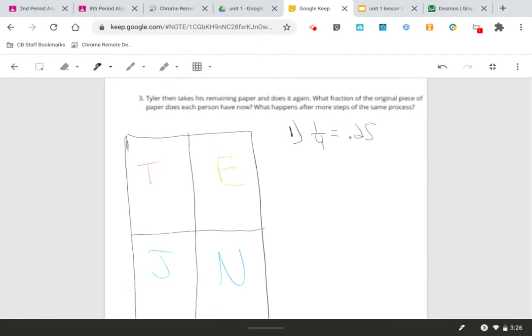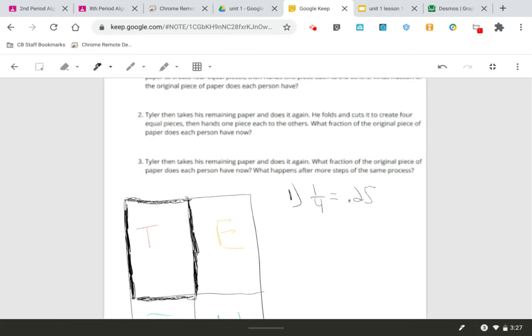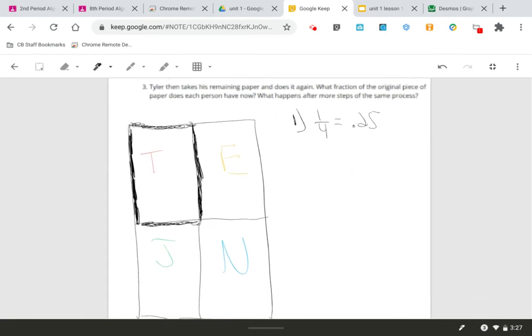Okay, and Tyler, I'm going to fill this in here. Tyler we really want to pay attention to, so I'm going to make Tyler's a little darker here for the sake of the next question. Because in the next question, Tyler then takes his remaining paper and does it again. He folds it and cuts it to create 4 equal pieces, then hands one piece each to the others. What fraction of the original piece of paper does each person have now?